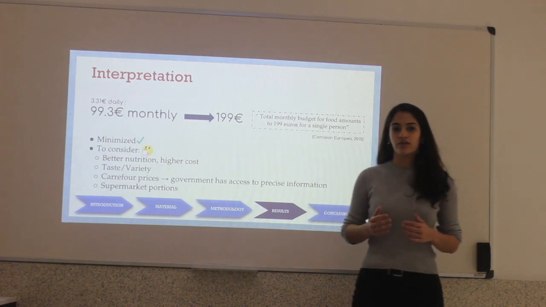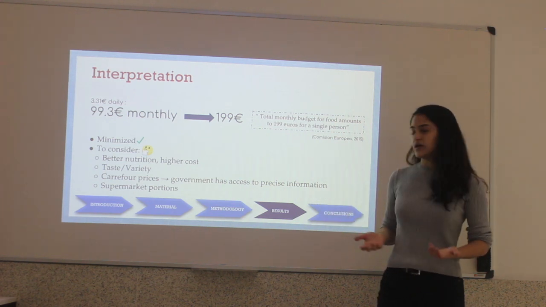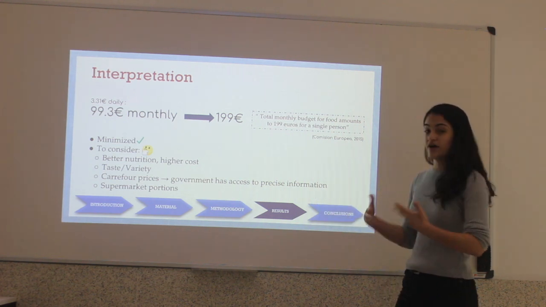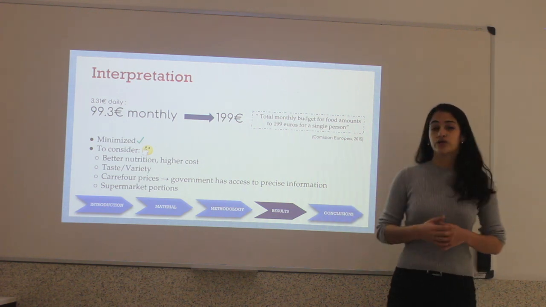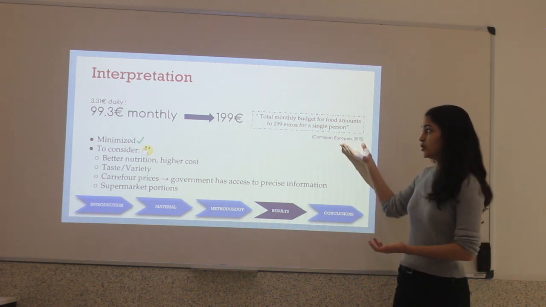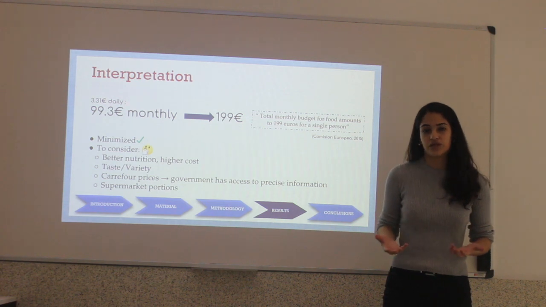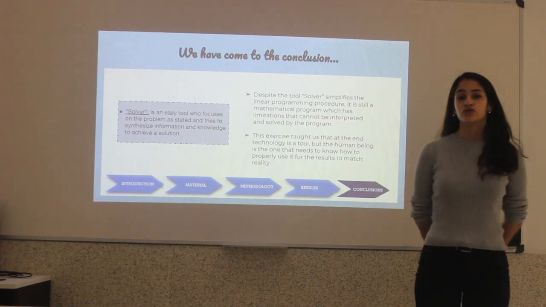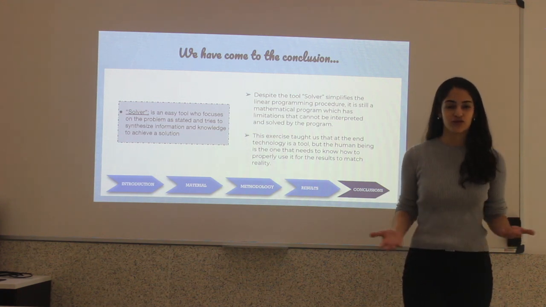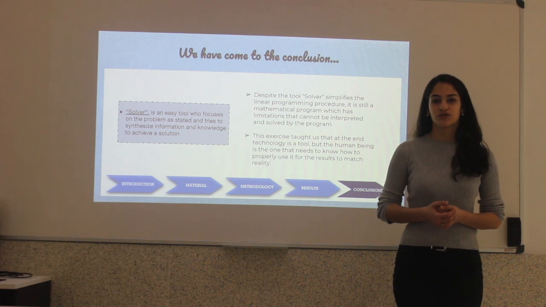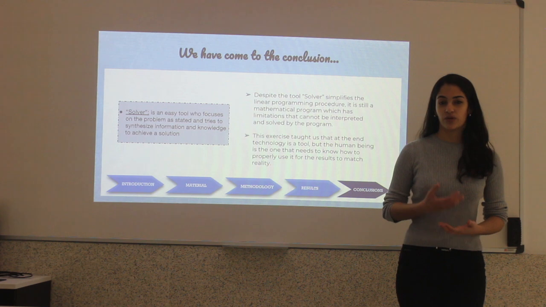At the same time, a person wouldn't actually always eat this amount of food, even though we minimize their cost, because of their tastes and the fact that they need to vary the food that they consume. Also, we need to take into account that we took the Carrefour prices, and compared to the government-given information, they do have access to better information than we have. Even though Solver is an amazing software that simplifies the 10 variables and 35 constraints that we had, we still need to take into account that it is a mathematical software that is going to simplify the information that we introduce.